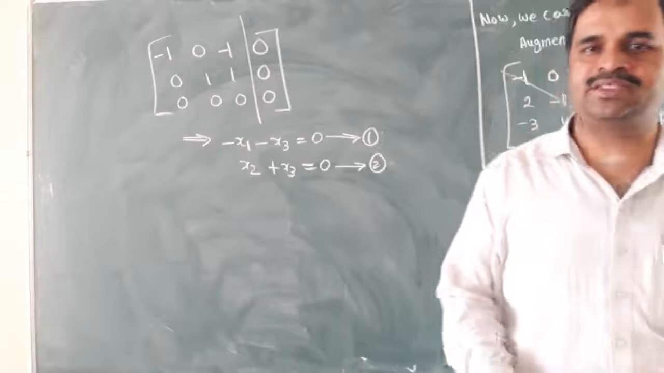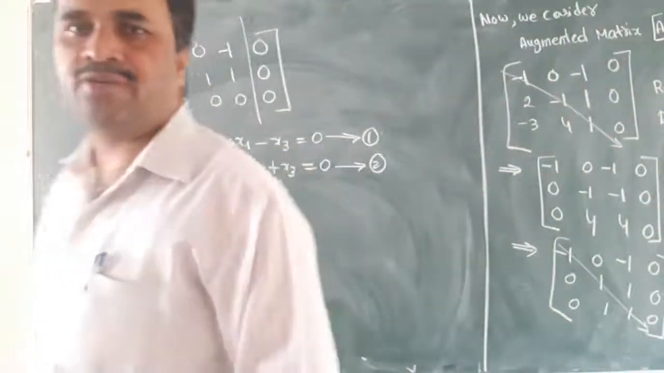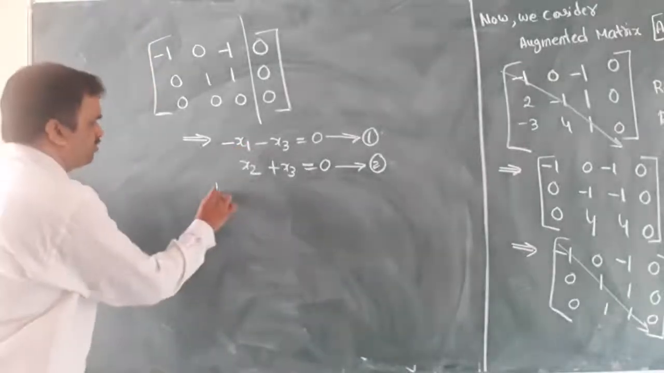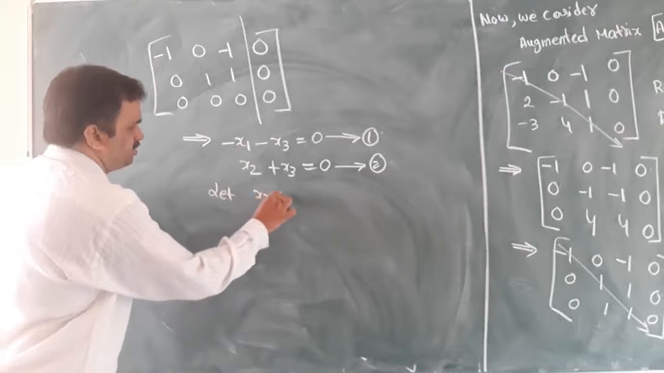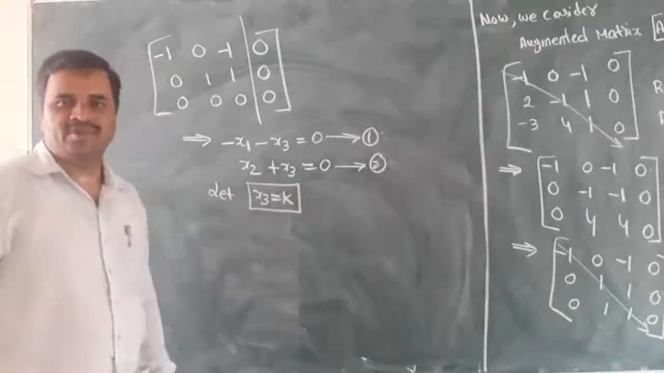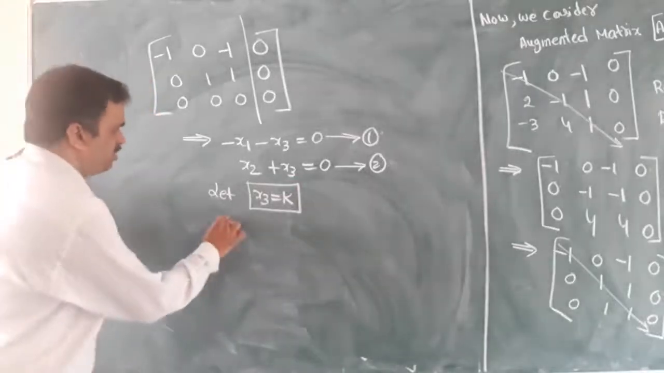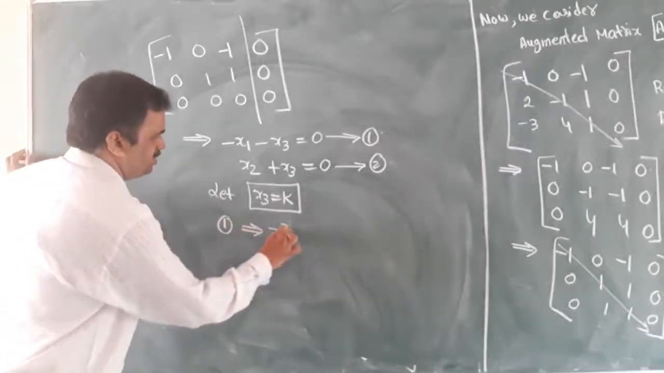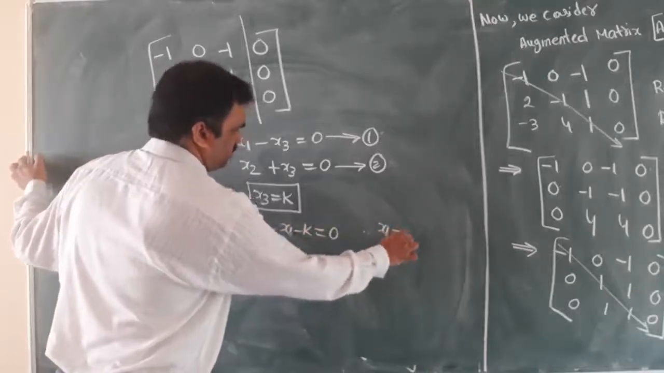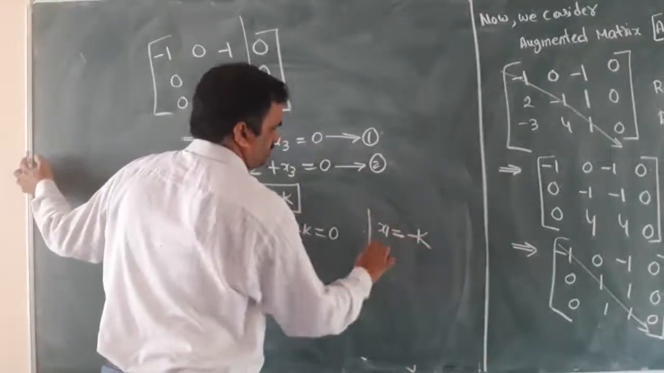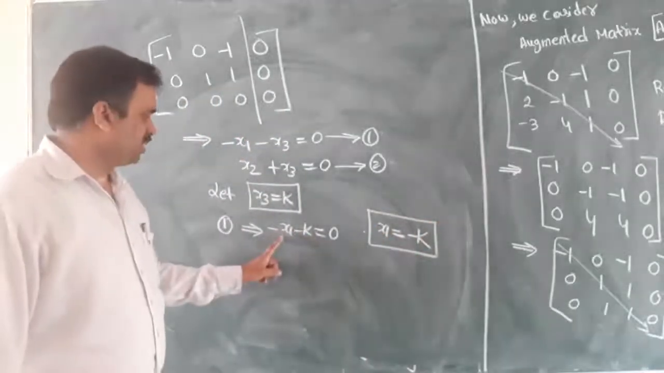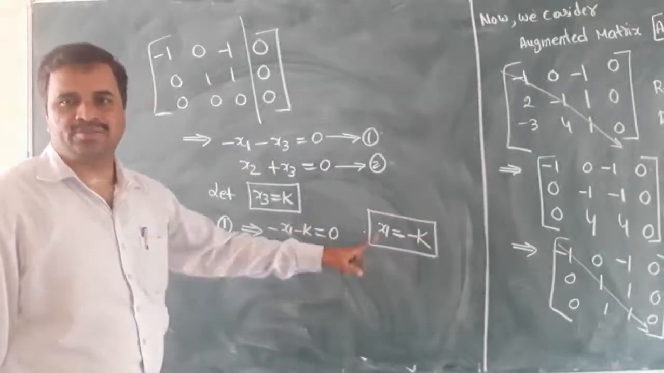Let us assume one of the variables is k. The common variable is x3, so let x3 equal to k. Substitute into equation 1: minus x1 minus k equal to 0. Minus x1 is equal to k, nothing but x1 is equal to minus k.